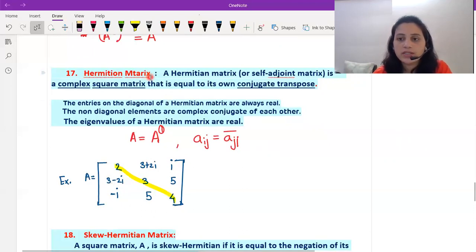So a Hermitian matrix is nothing but A is equal to A raised to theta. Okay. So A raised to theta is nothing but the transpose of the conjugate matrix.